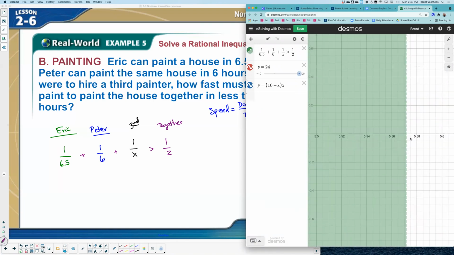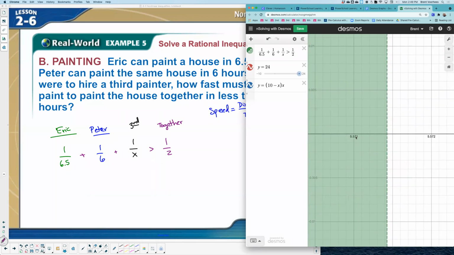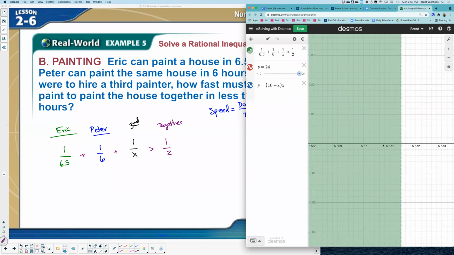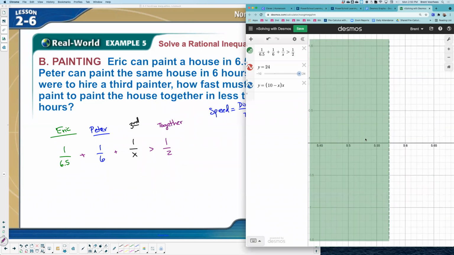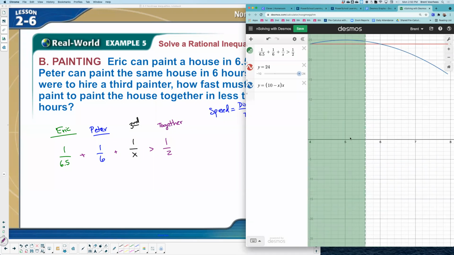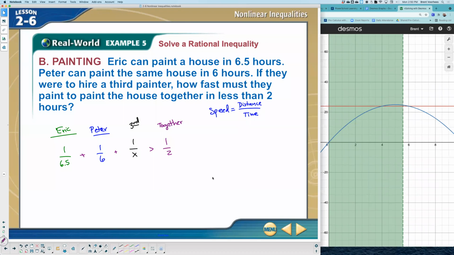If I solved it, what does this look like? I'm going to zoom in. We'll round to the nearest hundredth. If I have 5.571 and 5.572, does that round to 5.57 or 5.58? 5.57. So this one, the answer we're going to say is between 0 and 5.57. That's the answer I'm going to put here. That we need to hire a painter who paints the house within 0 and 5.57.